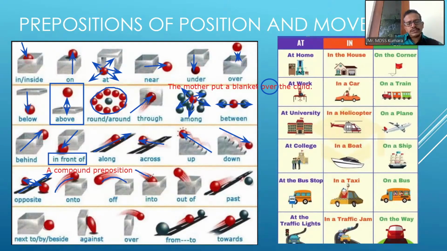And this movement is into a room, into a box, and the like. Into is also a single word. And the opposite of into is out of. But out of is not written as a single word. Two separate words, a compound preposition. Out of is also a compound preposition.